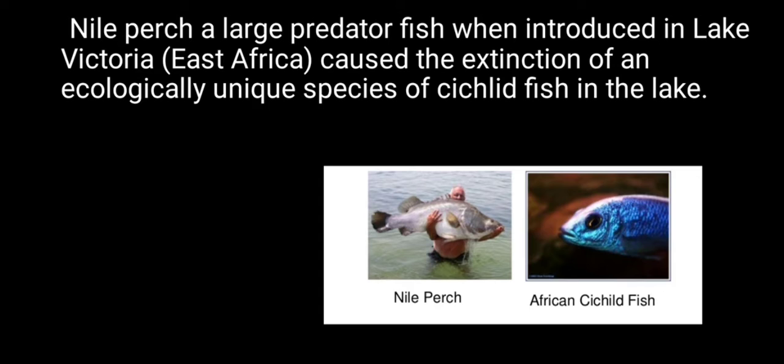Examples of alien species invasion are the Nile perch. It's a large predator fish. We can see the picture of the Nile perch. When this perch was introduced in Lake Victoria in East Africa, it caused the extinction of an ecologically unique species called the cichlid fish in that lake. Due to the introduction of Nile perch, it led to the extinction of the African cichlid fish.